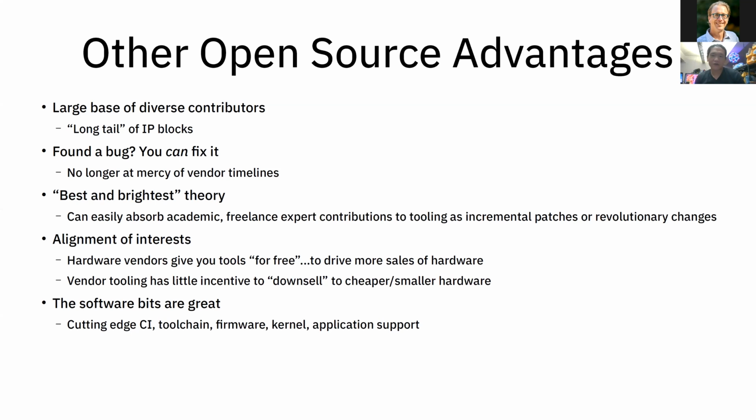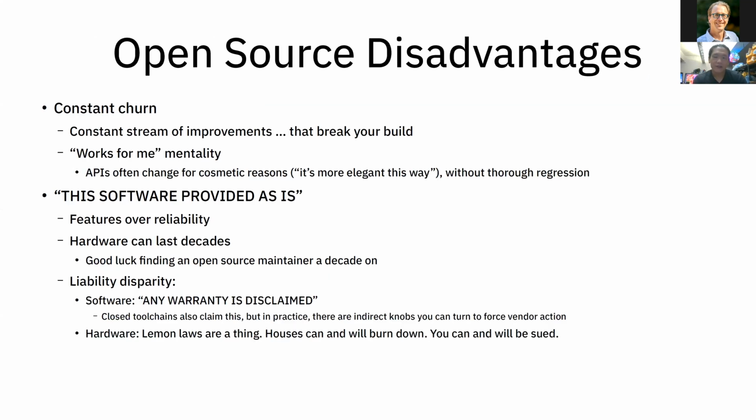And then also, very importantly, inside the open source tooling, the software bits are really good. So not particularly the stuff relating to the hardware compilation and the place and route and whatever it is, but the continuous integration, the CI stuff, the tool chains, the firmware, the kernel, and the application support's really there. They're pretty spot on when it comes to supporting things like Linux and a bunch of other upper level layers on that.